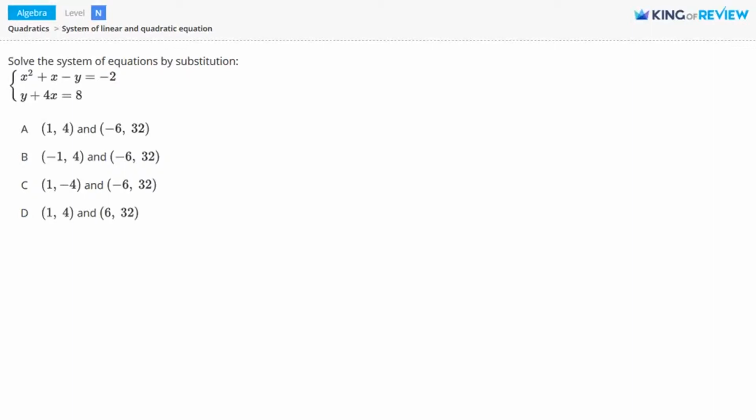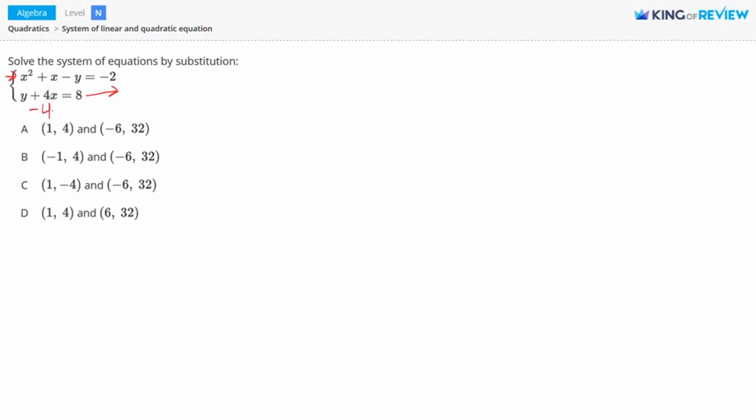Solve the system of equations by substitution. x squared plus x minus y equals -2, and we have y plus 4x equals 8. So what we want to do here is solve this equation for y and then substitute it into the first equation here. So let's solve for y.